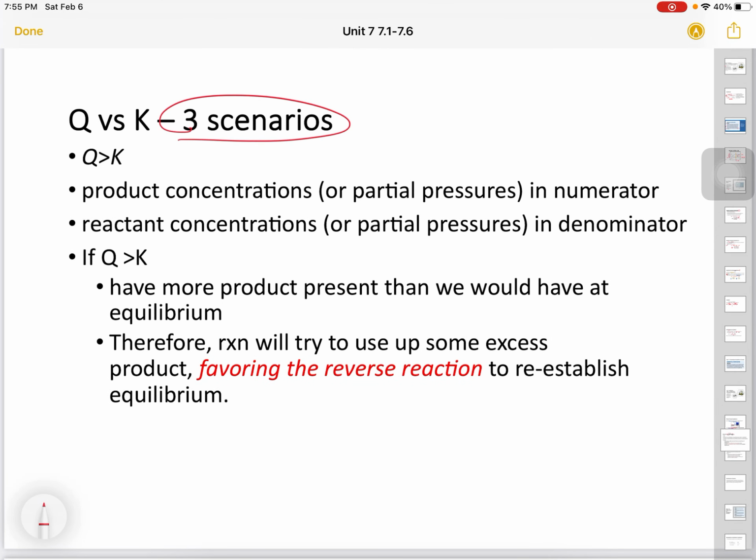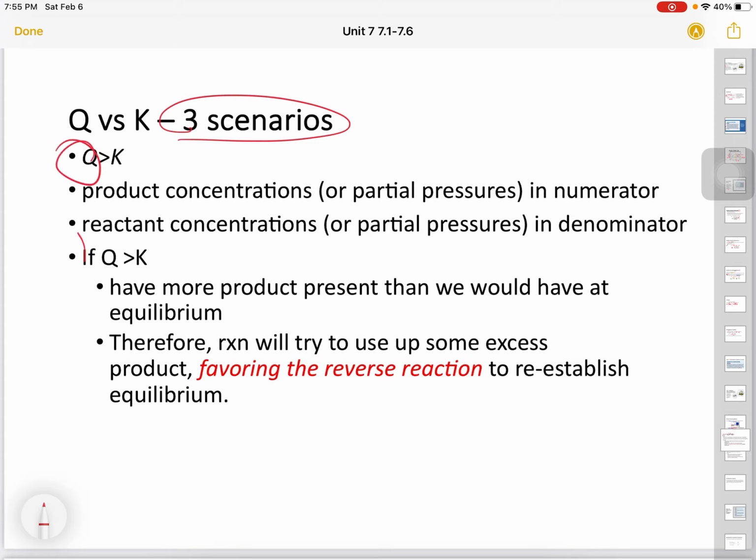So there's three possible scenarios here. You could have the scenario that the Q value you calculate is larger than the K value that you're given. You could have the Q value less than the K value that you're given, or you could have the Q value equal to the K value that you're given.